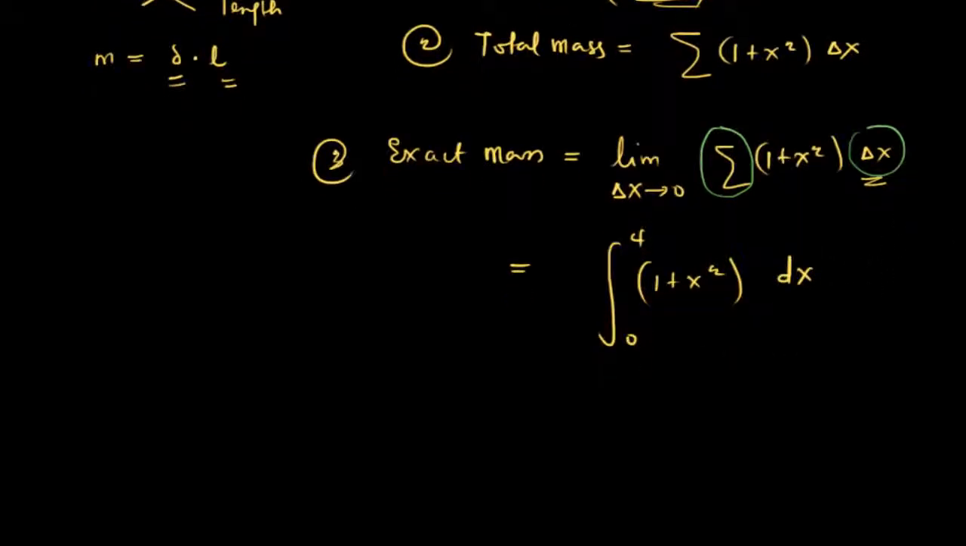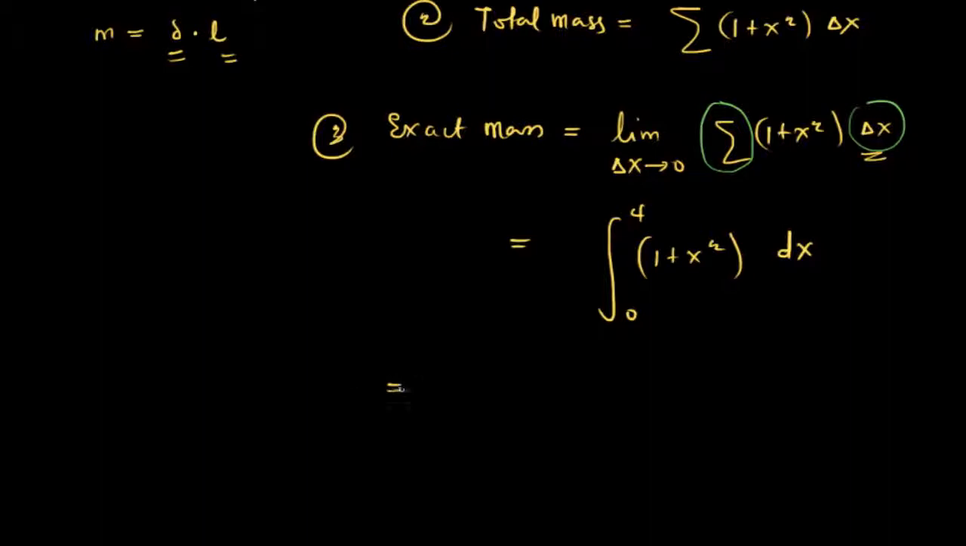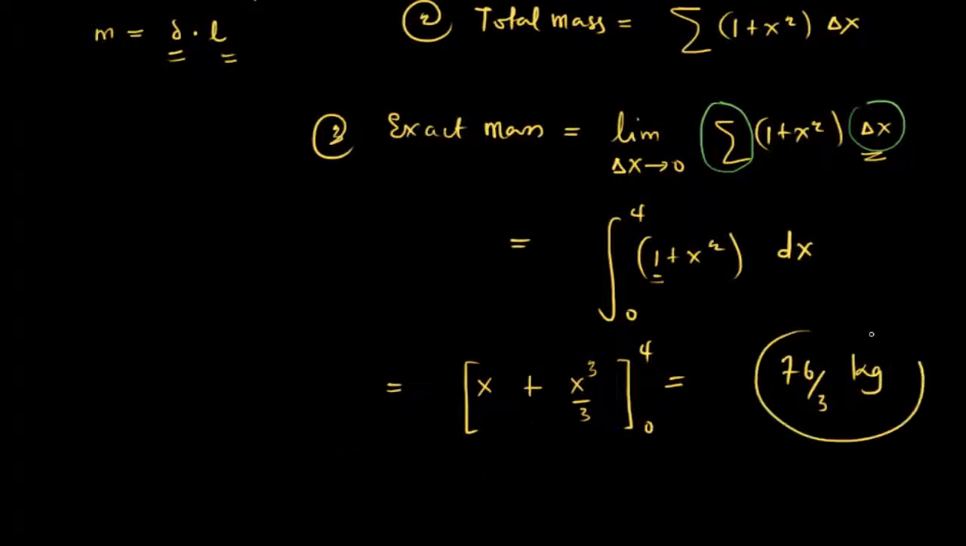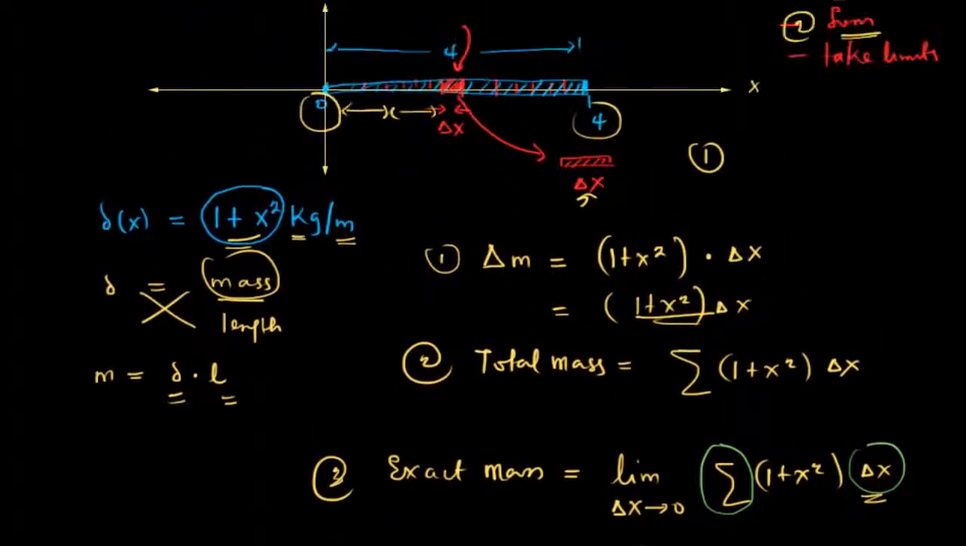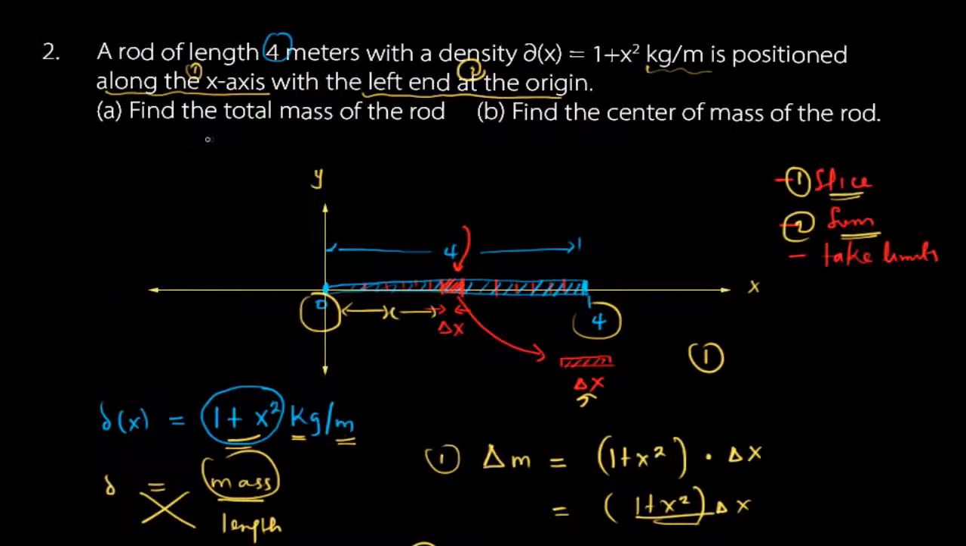And when we find the integral of that, this is the integral of 1 plus x squared. When you integrate 1, you have x, plus when you integrate x squared, you have x cubed divided by 3. This is from 0 to 4. And this is just going to give you 76 divided by 3 kilogram. So this is your total mass. So that's the first question we've answered.